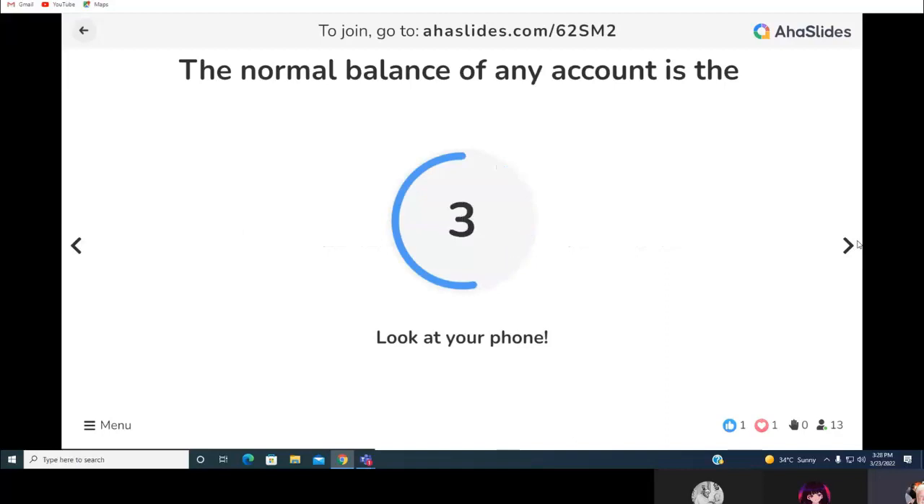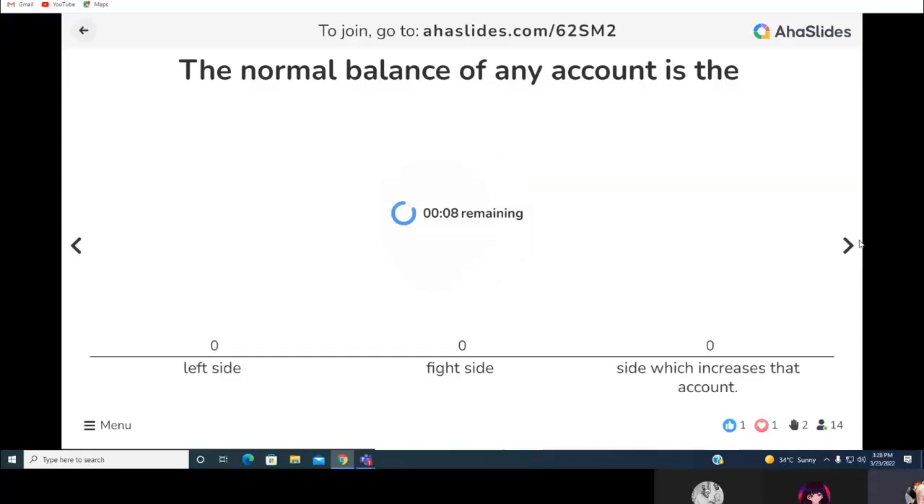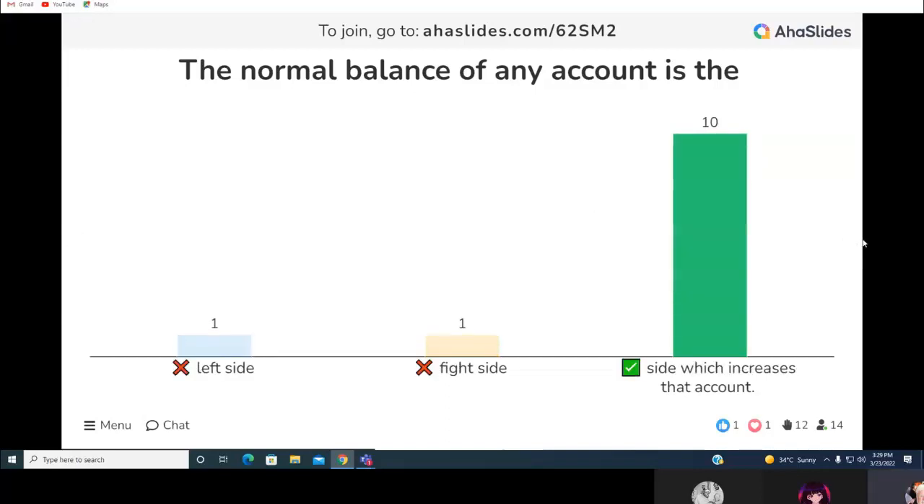The normal balance of any account is the side which increases that account. So if it's an asset account, it increases on the debit side. Normal balance for an asset is a debit balance. If it's a liability account, it increases on the credit side, and the normal balance of a liability is a credit balance.